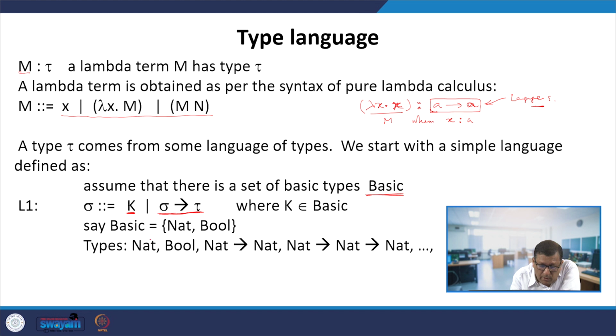So, suppose our basic set is nat and bool. The types that we are going to obtain will be nat, which is a basic type, bool, and nat arrow nat, which we get by the composite type rule. Then we can get nat, so tau I can replace by nat, and sigma will be nat. So, nat arrow nat and so on. We can get a whole lot of types using these two rules, basic type and composite type. This will be our simple language.